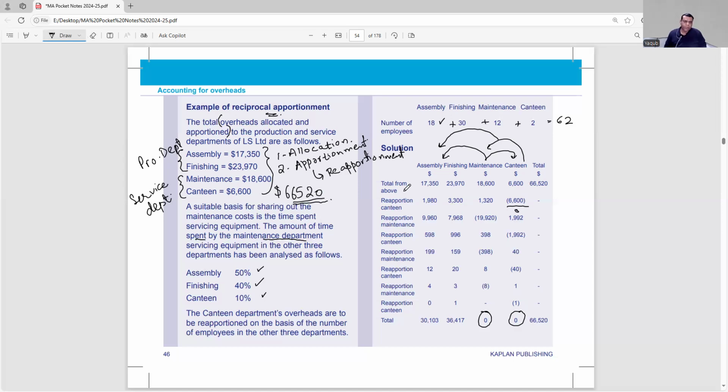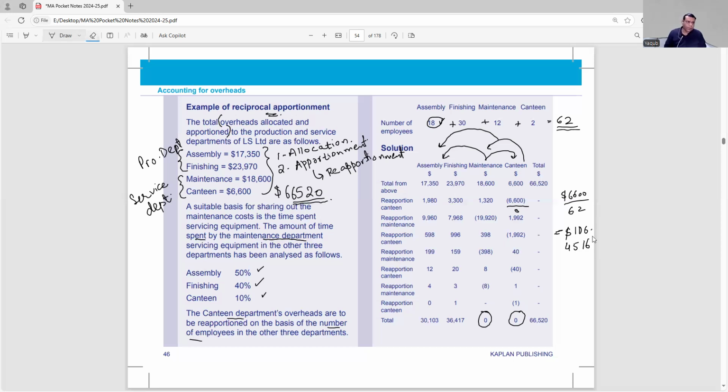here. So what we can say is that this $6,600 is divided by 62 employees, because he was saying that the canteen department cost is charged on the basis of the number of employees. So we have 6,600 divided by 62, which is 106.4516. This 106.4516 will be multiplied by the 18 employees of assembly. If you multiply with 18, you will get this. If I use these decimals, then definitely the amount is different.